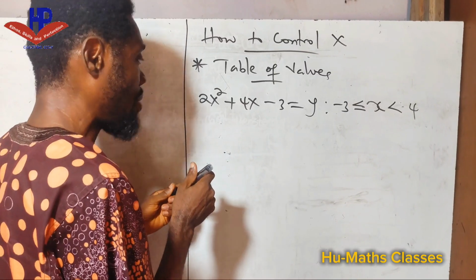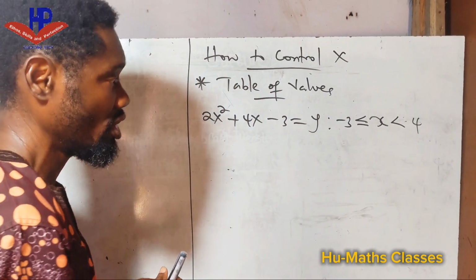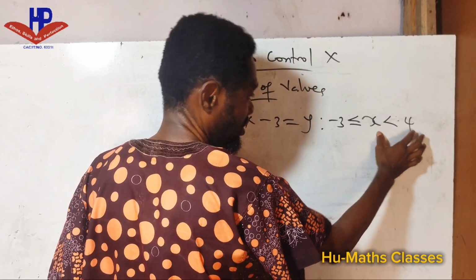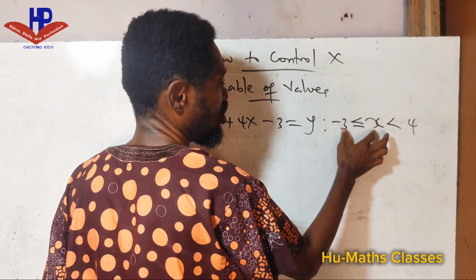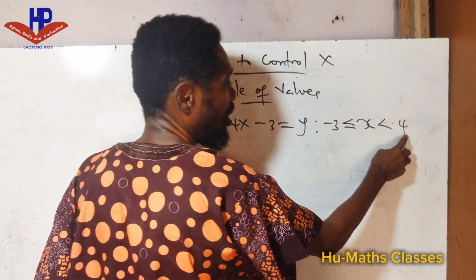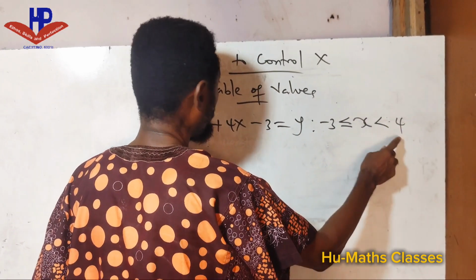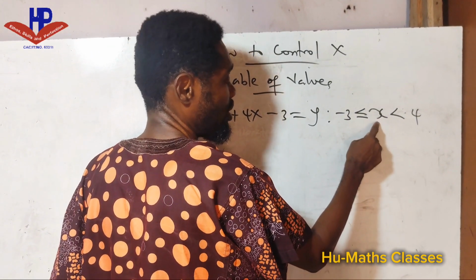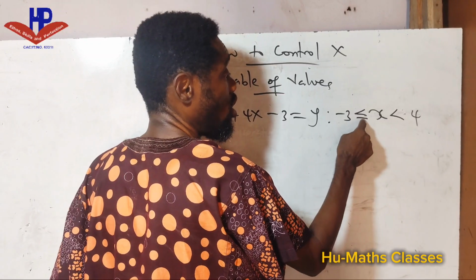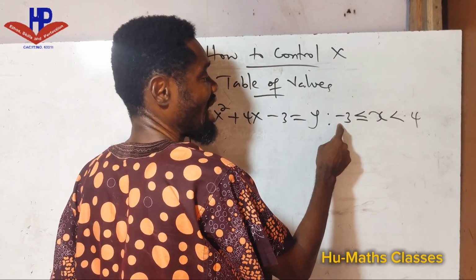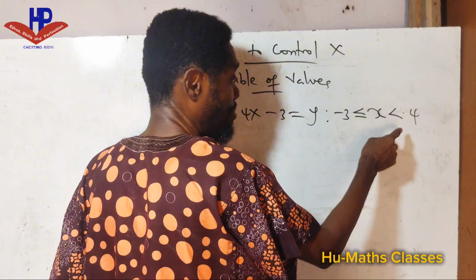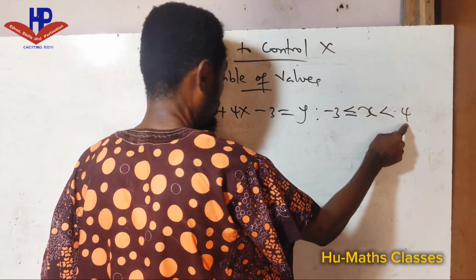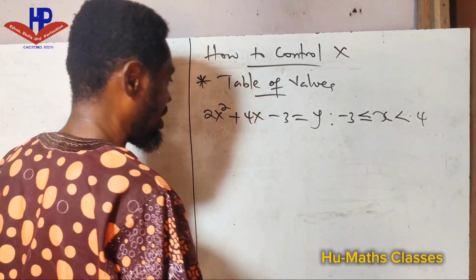So now that we understand our exclusive and inclusive inequality, you will notice that x is less than 4 is said to be exclusive. X is greater or equal to minus 3 is said to be inclusive. So in that case, 4 is not going to be a member of x, but minus 3 is going to be a member of x. Why? Because x is greater or equal to minus 3. So our count will start from minus 3 and end at a number that is below 4, since 4 is not inclusive but exclusive. So we're going to get a table of values.